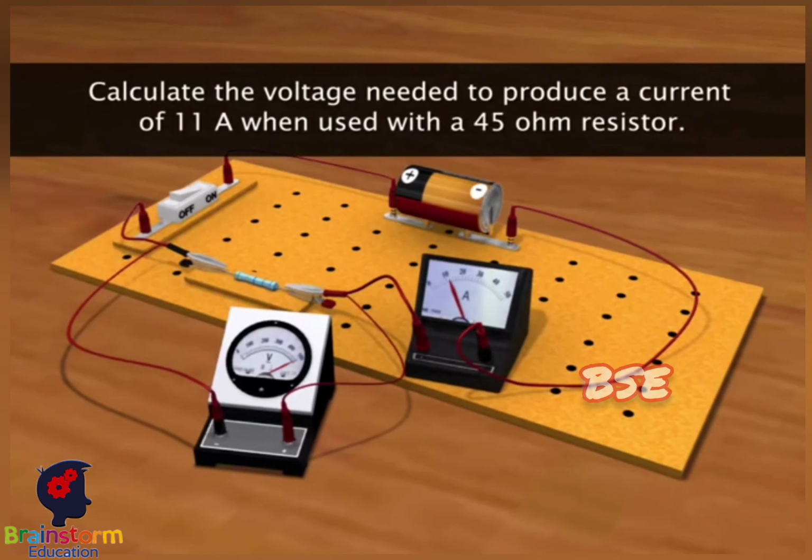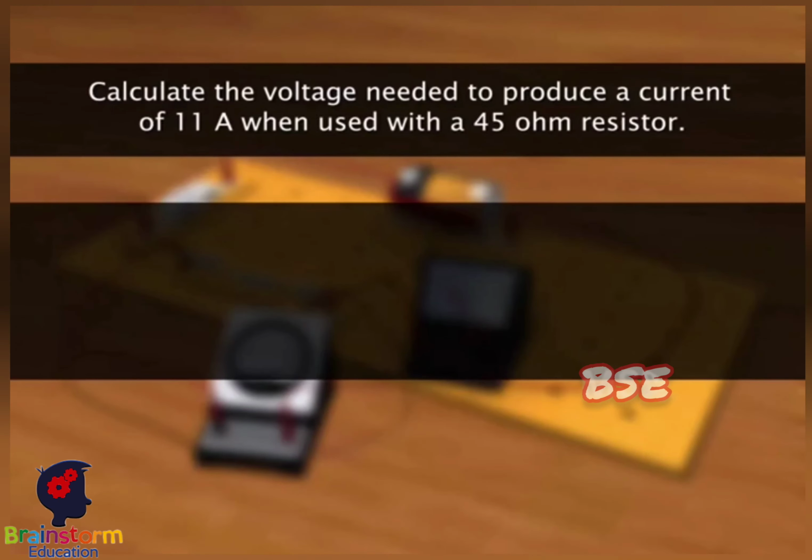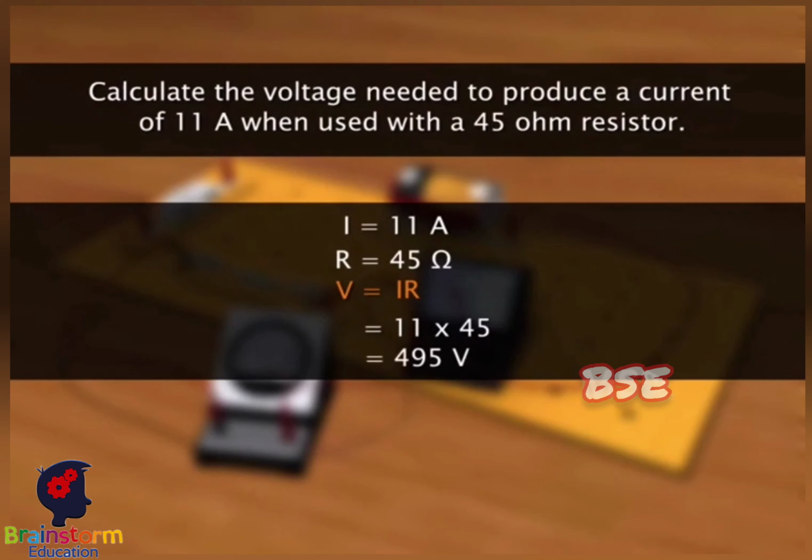Next, calculate the voltage supply needed to produce a current of 11 amperes when used with a 45 ohm resistor. If the current produced is 11 amperes and the resistance is 45 ohms, then by applying Ohm's law, we can calculate that the voltage needed is 495 volts.